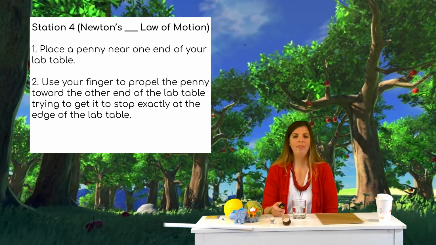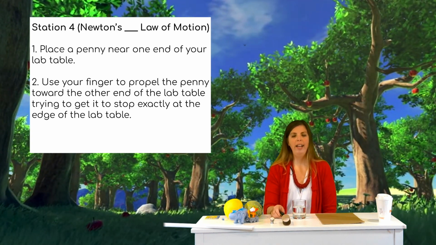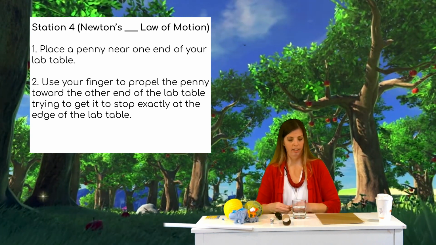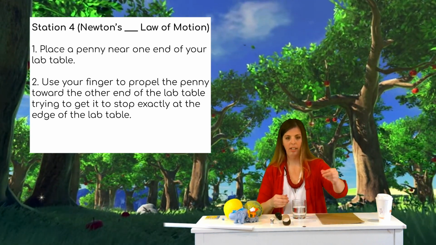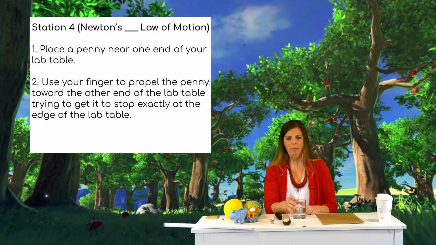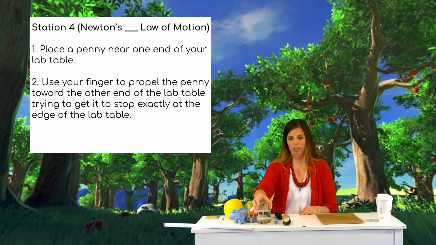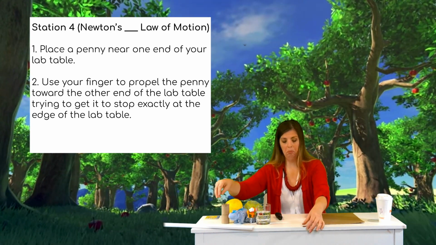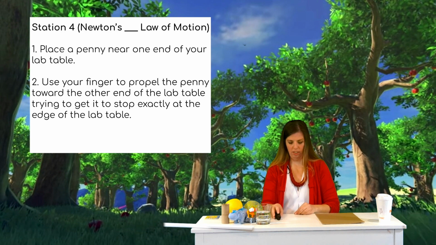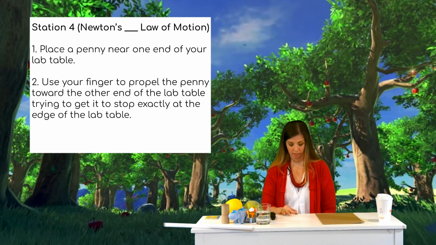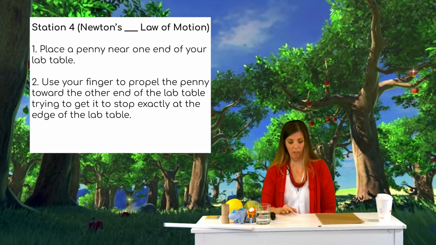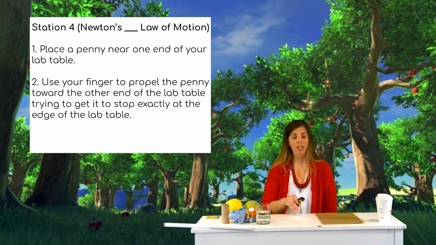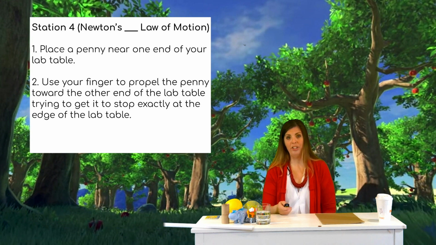Station number 4. Place a penny near one end of your table. All right, more pennies. Here we go. Use your finger to propel the penny towards the other end of the table and try to get it to the edge of the table. As close to the edge of the table as you can. Ooh, that was a good one. All right, see if you can do that too. And then what law does this station apply to?